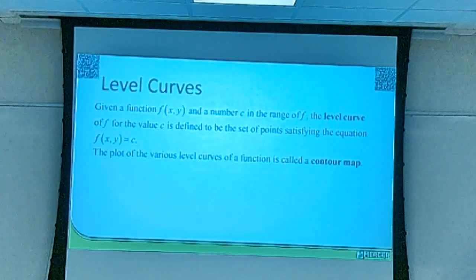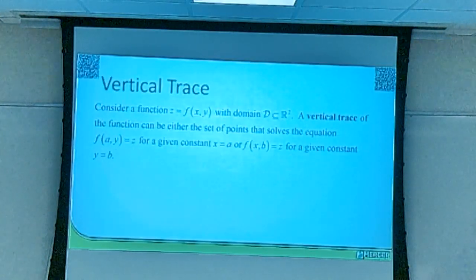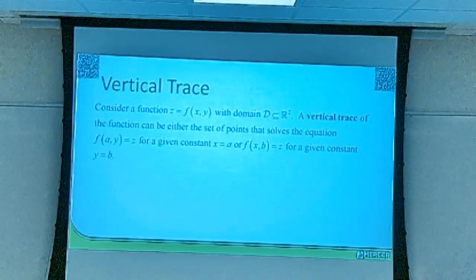And then you have your level curves. Level curves are just all the curves f of x, y equals c, where c is some real number in the range. The plot of all your level curves is called a contour map. You also have vertical traces. For a two-variate function, you have two types of vertical traces. You have the vertical trace for x equals a, which is f of a, y equals z. And then you also have your traces for y equals b, which will be f of x, b equals z. Both a and b are just going to be constants.